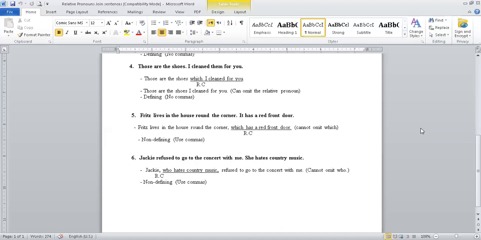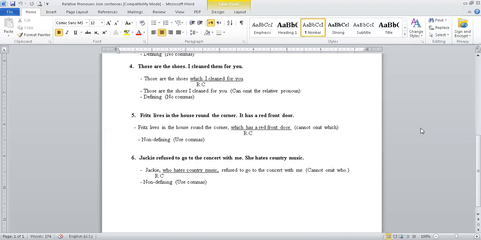If you say the sentence without the relative clause, if we say Fritz lives in the house round the corner, then that's enough information and the person in front of me understood exactly what I'm saying. So this type is non-defining. That's why we used a comma, which has a red front door. Notice that the relative clause in this sentence is not in the middle. It's at the end of the sentence.